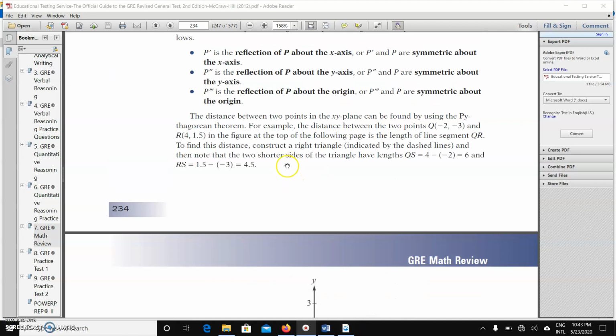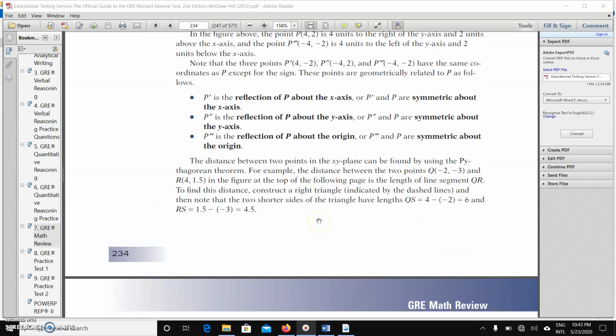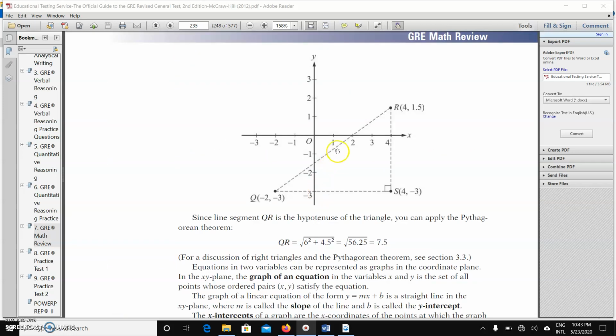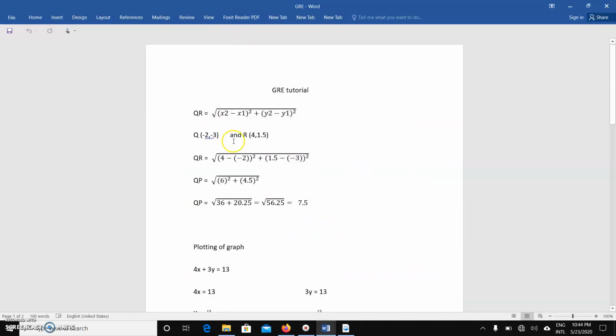So the next thing I'll talk about is points on the graph. This is a point, this is a point, this is a point, this is a point. You understand? So this P prime is the reflection of P. So I would like to use this as an example. Let's say Q and R are 2 points and I want to find the distance between Q and R. There's a formula to calculate that, and that's what I want to show here.